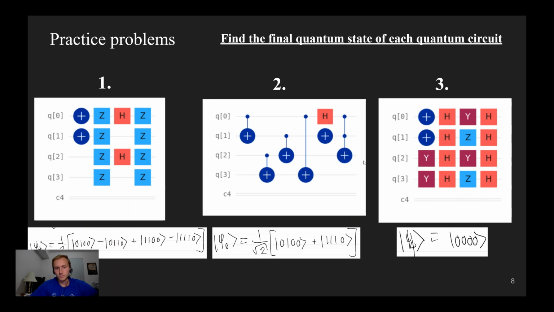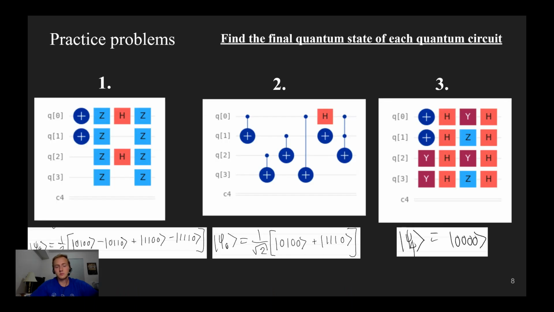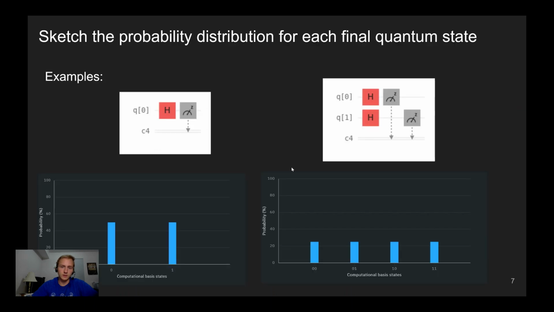I don't have the solutions for the probability distribution, but you should feel free to go to the IBM Quantum Circuit Composer website. If you just look that up, IBM Quantum Composer, you should be able to find it. You can make an account for free, and you can go in and play with all the gates and circuits. And that's actually how I made each of these circuits, and it'll tell you everything about it.